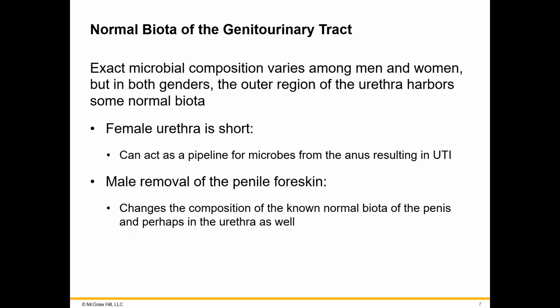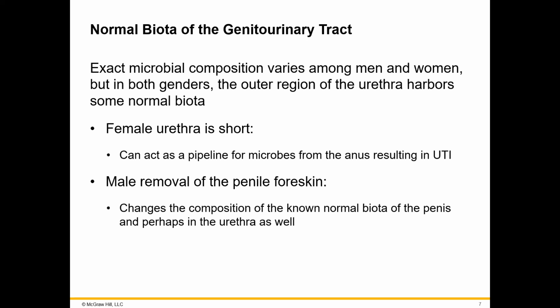For the difference between females and males, females have a shorter urethra, so they're more likely to have urinary tract infections because it's less distance for bacteria to travel. However, men who are uncircumcised, having your foreskin, usually harbor a different kind of bacterial biota in the folds of the foreskin. And so this can actually lead to increased inflammation just naturally from the natural biota in that area.